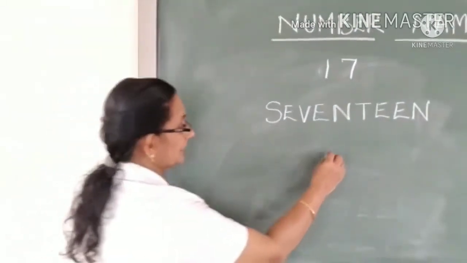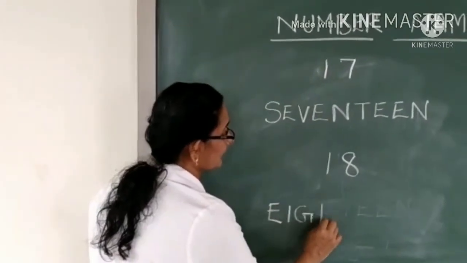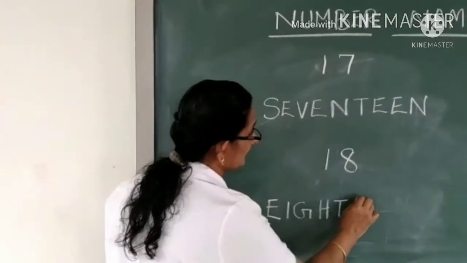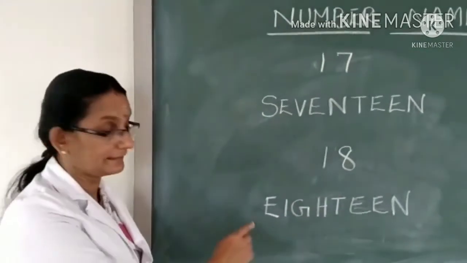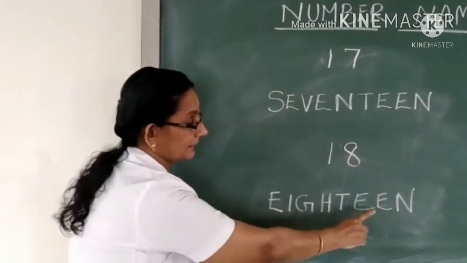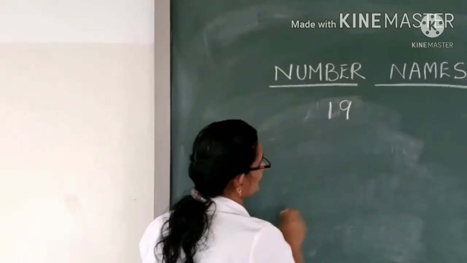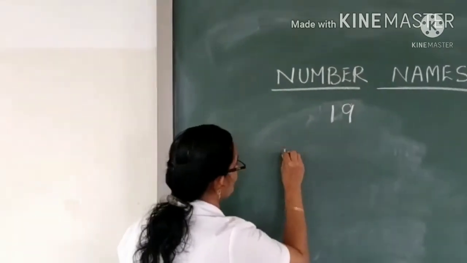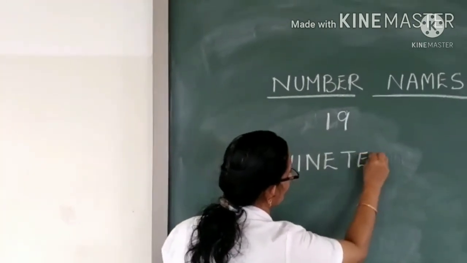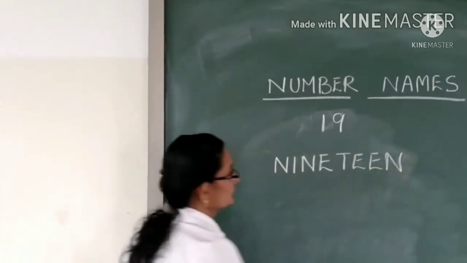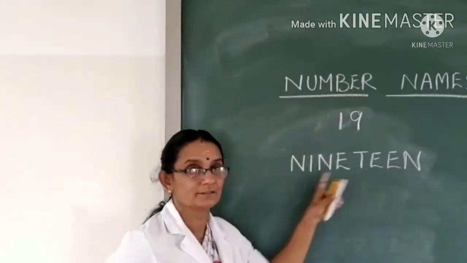Okay, now let us write the spelling of 18. Do you know the spelling of 8? Yes, E, I, G, H, T, 8, and T, E, E, N. So the spelling of 18 is E, I, G, H, T, E, E, N. The next number name is 19. Write the spelling of 9, N, I, N, E and T, E, E, N. So the spelling of 19 is N, I, N, E, T, E, E, N.